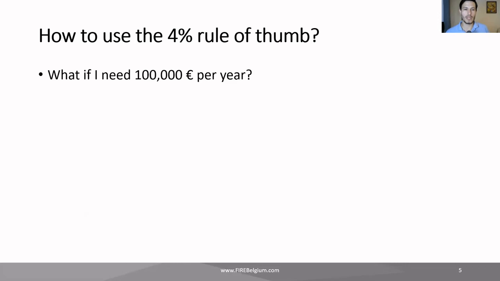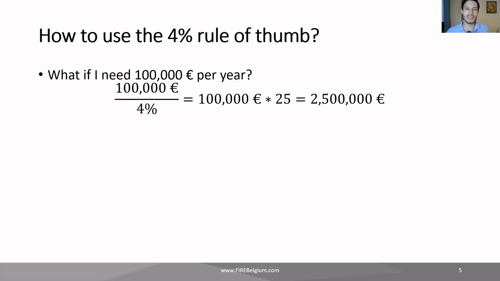Now, what if somebody needs 100,000 euros a year? That's a lot of money, right? But some people have very expensive lifestyles. It's quite rare, but it happens. So in this case, instead of 1 million euros, you need 2.5 million euros, right? So that's, for example, luxury life in Switzerland or some other expensive places.